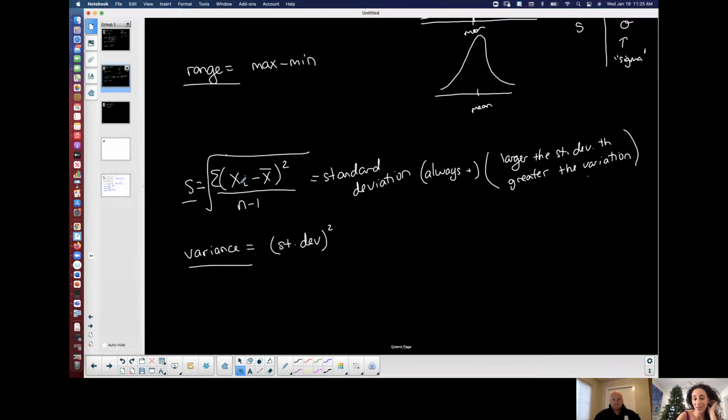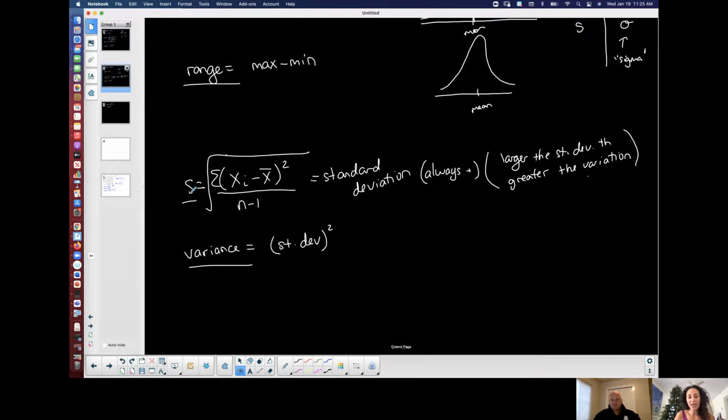Take each data value, subtract from each data value the mean, square those values, then add them up, then divide by n-1, then take the square root. That is how you calculate your sample standard deviation, or your standard deviation. Well, specifically sample standard deviation, right?